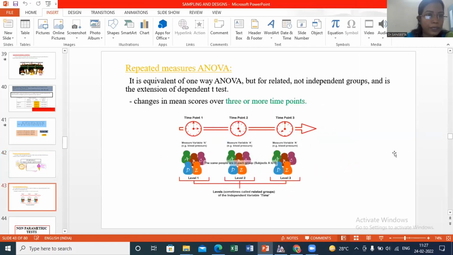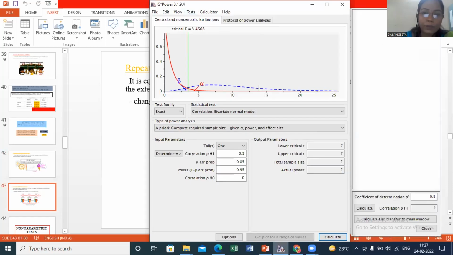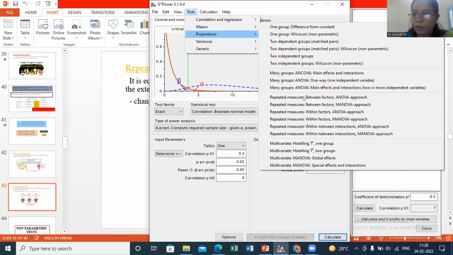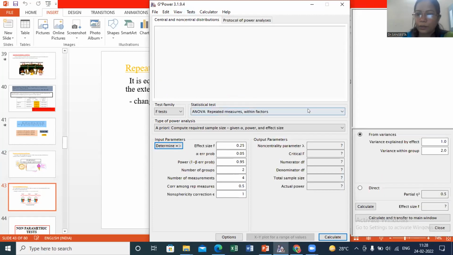Repeated measures ANOVA is the other thing. I am not covering the G*Power analysis for repeated measures ANOVA because the pooled standard deviation calculation is going to take us some time. But I'll just show you how it has to be done. So go for means, go for repeated measures ANOVA within factors approach. And then you have to write here the variance. Everything remains the same, but you have to calculate the variance. If anybody is interested, please get back to me. I will send you my notes on that.